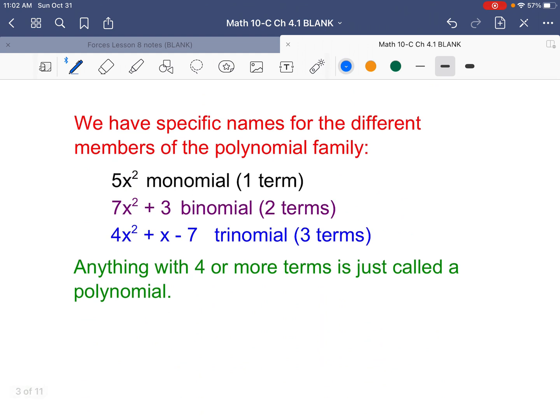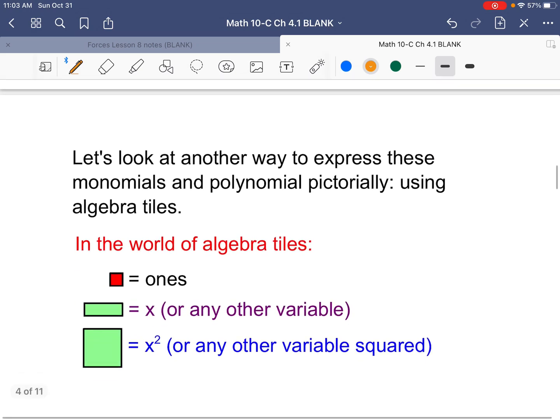Now, we have specific names for the different members of the polynomial family. Like 5x squared is a monomial, one term. 7x squared plus 3x is a binomial, two terms. 4x squared plus x minus 7 is a trinomial, three terms. And anything with four or more terms is just called a polynomial. So notice this, monomial, binomial, trinomial. I expect you to know that, 1, 2, 3.